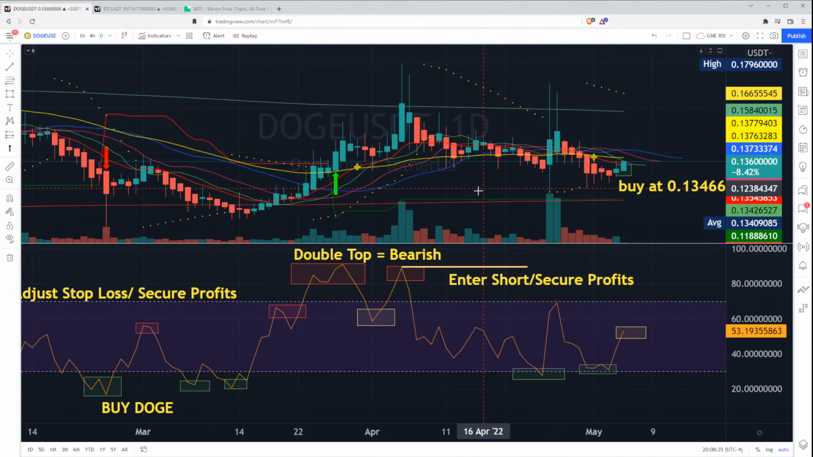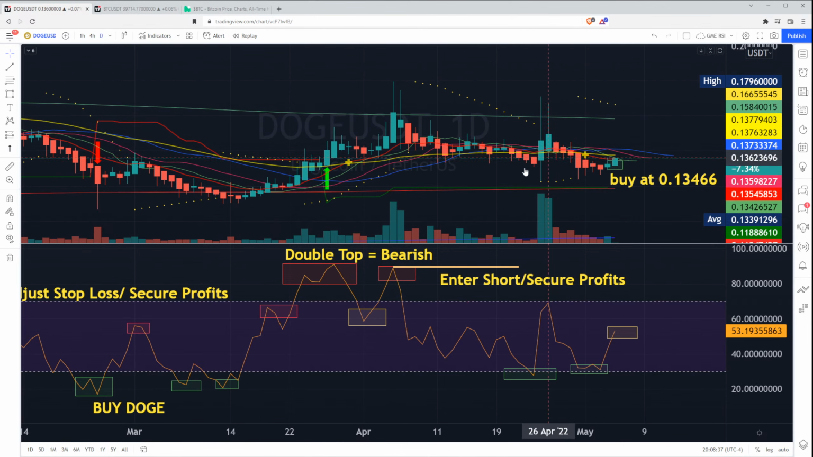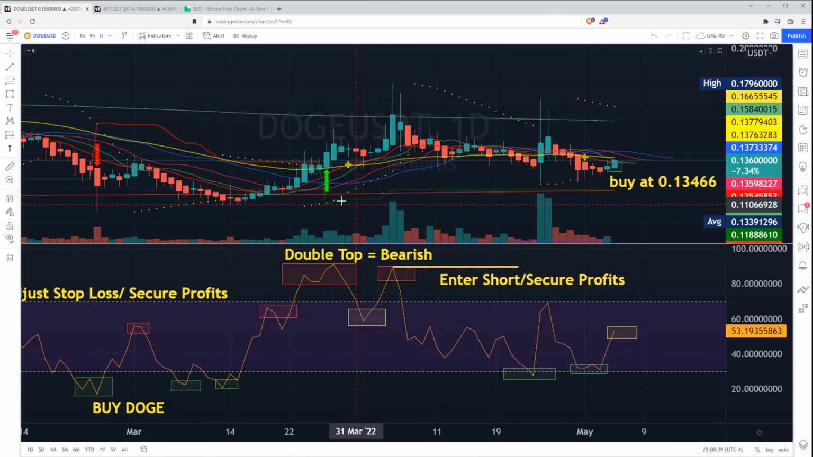And double top is bearish. Let's see how this played out in the charts. So keep in mind, this is the daily. Oh, I do have these dots. I'll explain these dots in a minute.